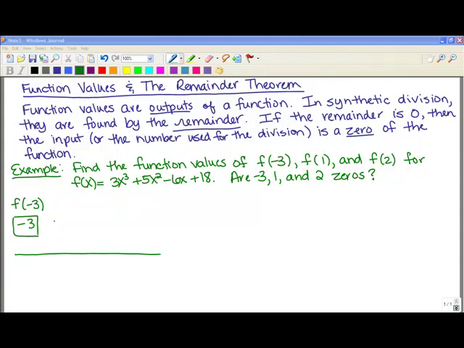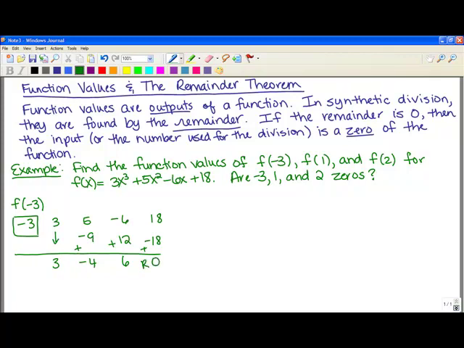So we'll include 3, 5, -6, and 18. Using synthetic division, bring down the first number. 3 times the box -3 is -9. Add this together, we get -4. -4 times -3 is +12. Add this column together, we get 6. And 6 times -3 is -18. And we add that together, we get 0.